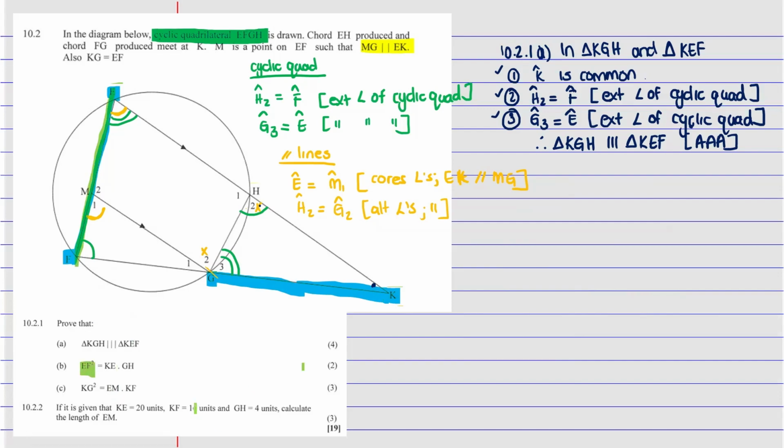And they also told me KE. Where's KE? K and E is here, so this whole thing, multiplied by GH. So G and H is this one. So what do we see? We see that the side GH is from the small triangle that we proved. Do you see that? This GH is from the small triangle that we proved.